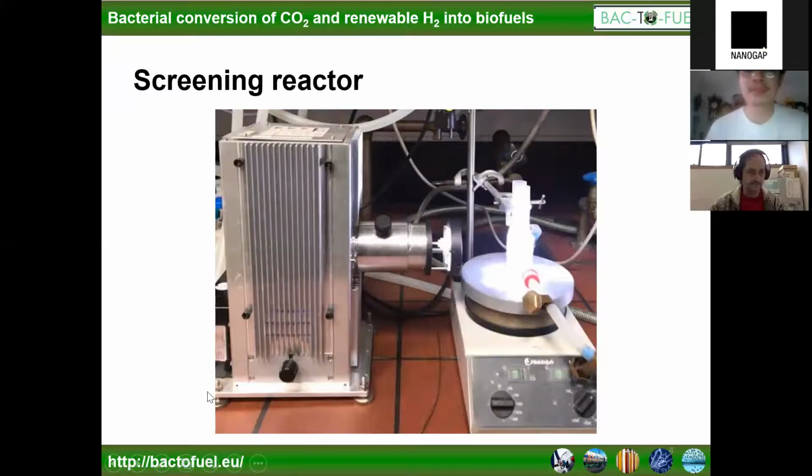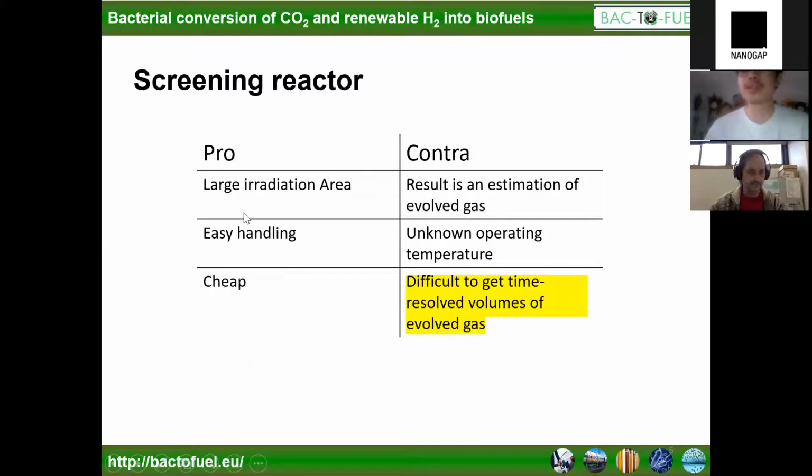And we have pros and cons for this kind of setup. A pro argument is that we have a very large irradiation area and a very small headspace in this kind of reactor. So even the smallest amount of hydrogen, or whatever gas you want to detect, can be detected with this kind of photoreactor. It is very easy to handle the experiments with this kind of reactor, and it's very cheap.